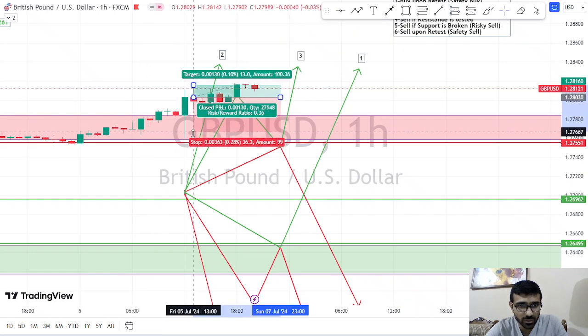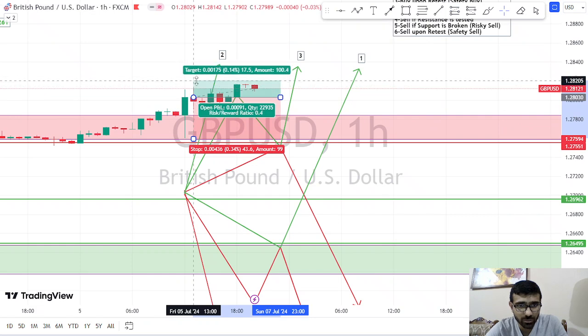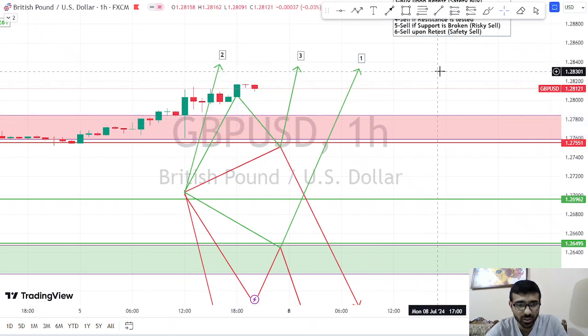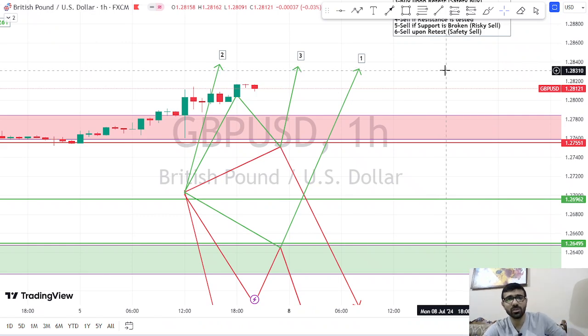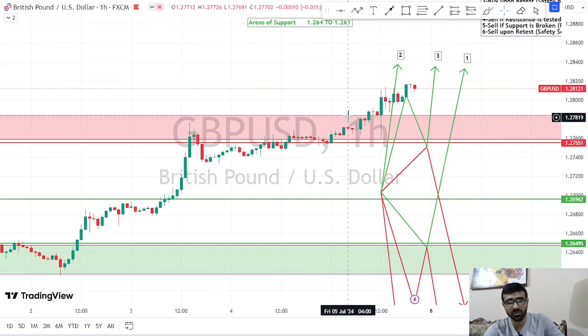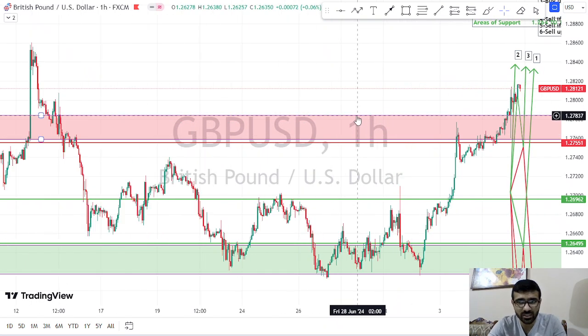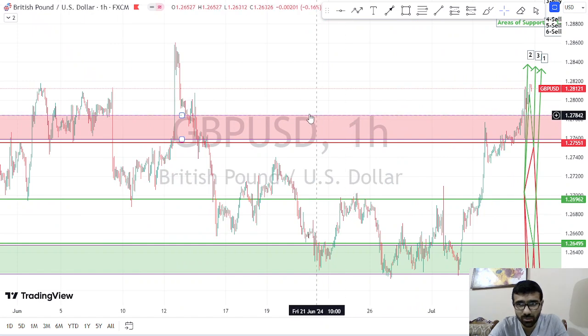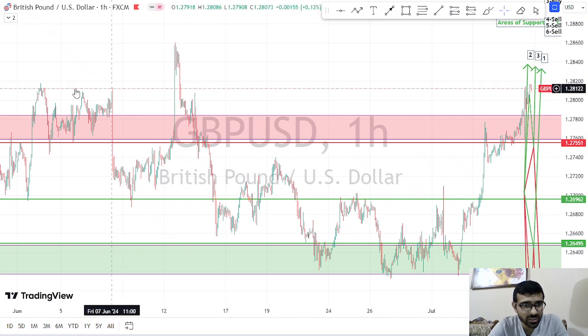Our stop loss will be just below this previous candle, and our take profit will be approximately over here, giving us a 0.3% profit so far. And this trade could very well still be in a running position. We were bullish in this GBP USD pair, and you can clearly see that the market respected our sentiment and continued to go up. Now currently the market is reacting from this area.